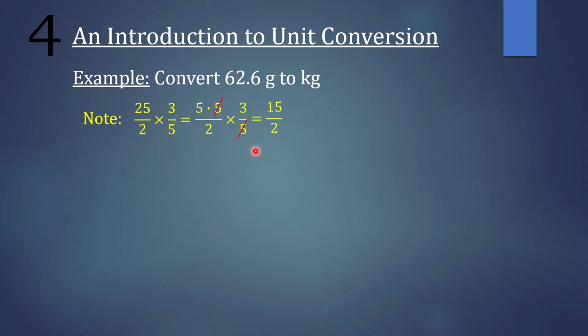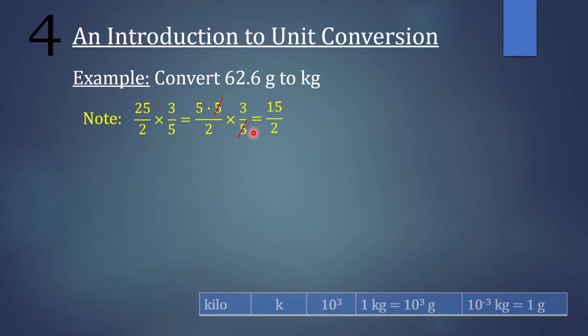The point I'm making here is you can do the exact same thing with units. So if you have, for instance, grams up here and grams down here, those grams will cancel if I've got grams in the numerator and grams in the denominator. All right, so as a reminder, I have to refer back to my table to know my conversion factors here.